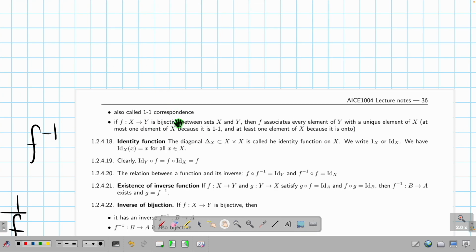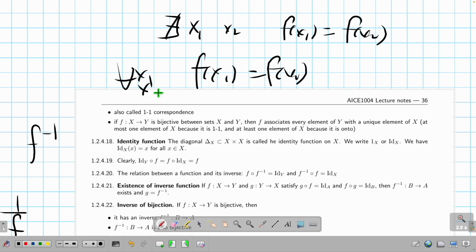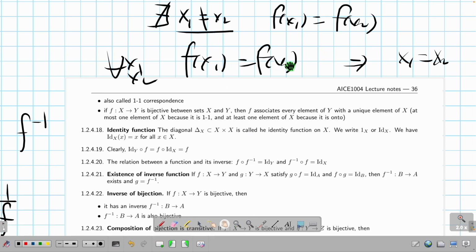I can have a function. Let's recall what is a function. A function is that there does not exist x1, x2 such that f(x1) equals f(x2), right? They cannot share the same y, okay? Or if f(x1) is f(x2) for all x1, x2, then it implies x1 equals x2, right? These two sentences are like the opposite of each other, right? So we just say that this is the definition of function, and of course it is a relation.